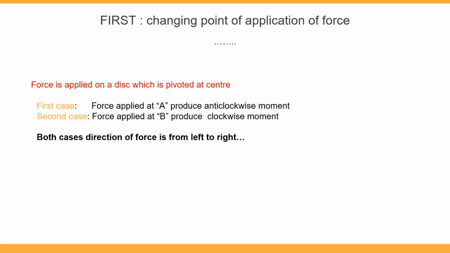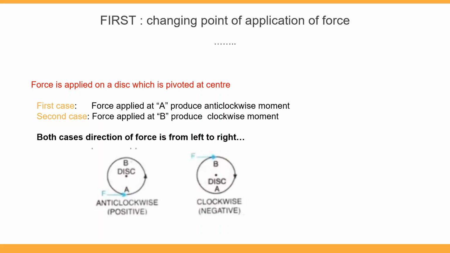We know that direction of rotation of body depends upon two factors. That is, first factor is point of application of force and second one is direction of force. So first here we are checking whether direction of rotation of body changes by changing the point of application of force by keeping the direction of force constant. For that we are considering a disk that is pivoted at the center.